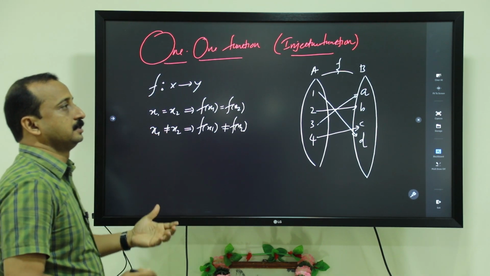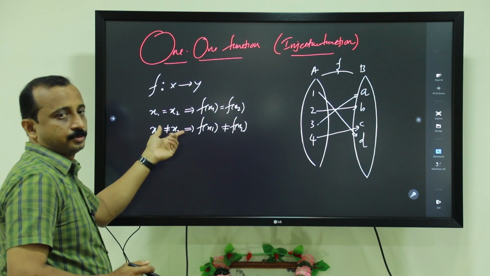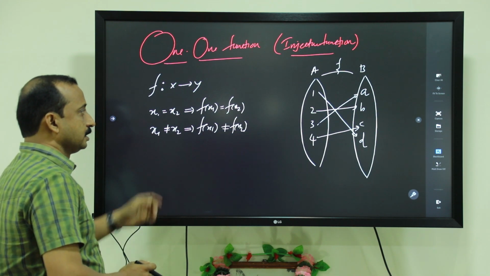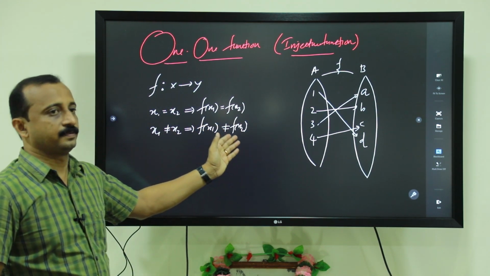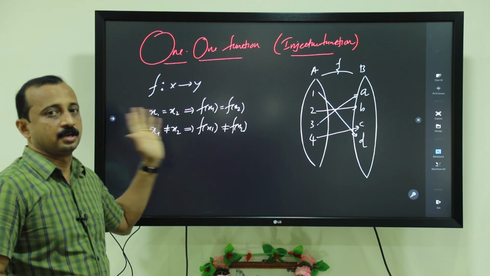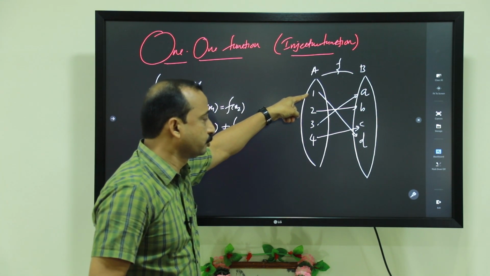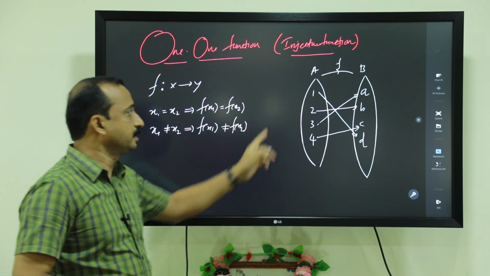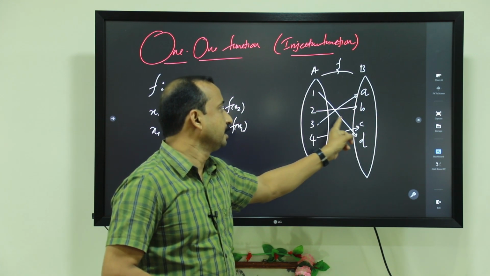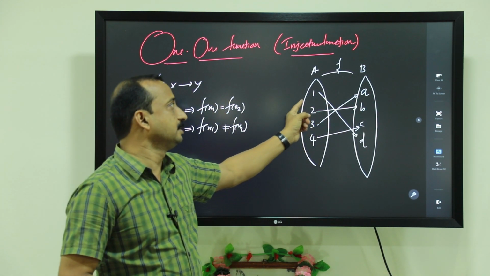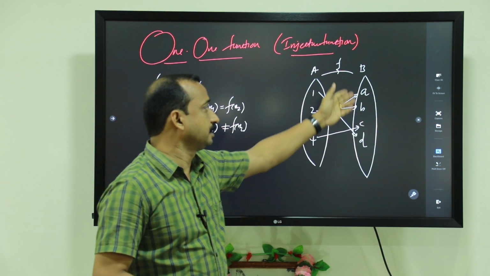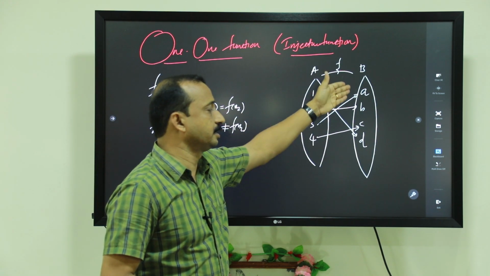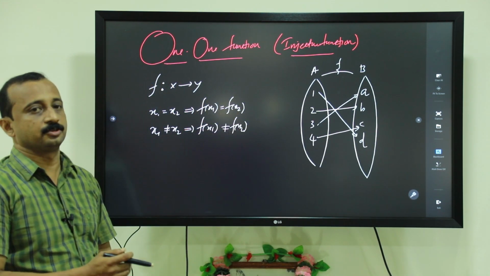So suppose a question says to prove this in general. We have to prove that x1 equal to x2 implies f of x1 equal to f of x2, or x1 not equal to x2 implies f of x1 not equal to f of x2. Then the function is one-one. Listen, suppose you take x1 as 1 and x2 as 2. Here x1 and x2 are different, and their images are D and B. Here D and B are not equal. That is, x1 and x2 are not equal and their images f of x1 and f of x2 are also not equal. That means the given function is one-one.